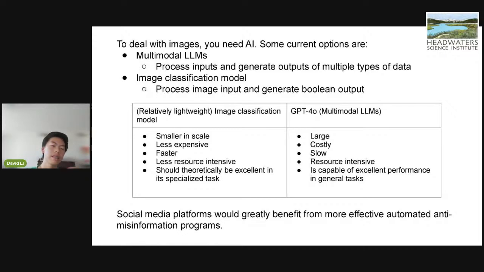And also image classification models, which process image input and generate, well, technically they generate a number, but that turns into a Boolean if you do some processing. It basically just tells you, is this image misleading or not?